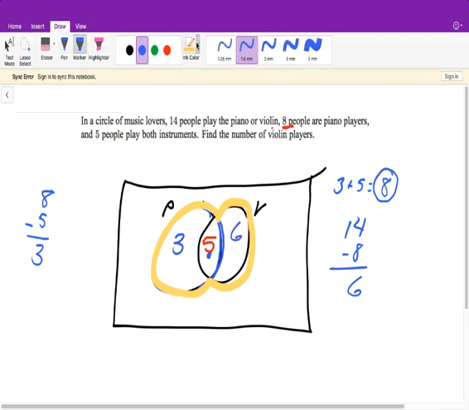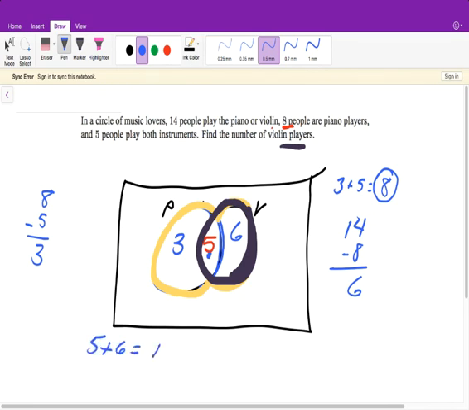All right. Then the question, though, for the final answer, it says find the number of violin players. So we only want the violin, but we want the violin in total, not just people who only play violin. So that's this entire circle. So there's 5 people who play the piano and the violin, 6 who only play the violin. So our final answer is 5 plus 6, and that's equal to 11.